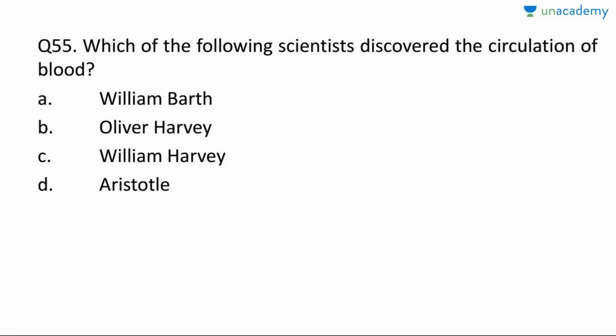Question number 55. Which of the following scientists discovered the circulation of blood? So here the answer is William Harvey. About 500 years ago, he was the one who found out the double circulation of the blood. What do you mean by double circulation? First the blood goes into the lungs, and then the blood goes into the entire body, and then into the lungs again. So that is called the double circulation of blood. It is required for the oxygenation of the blood.